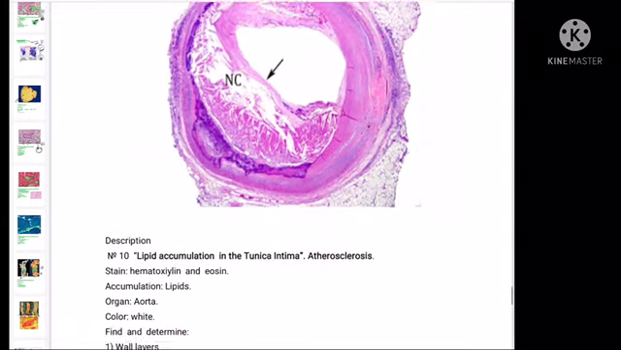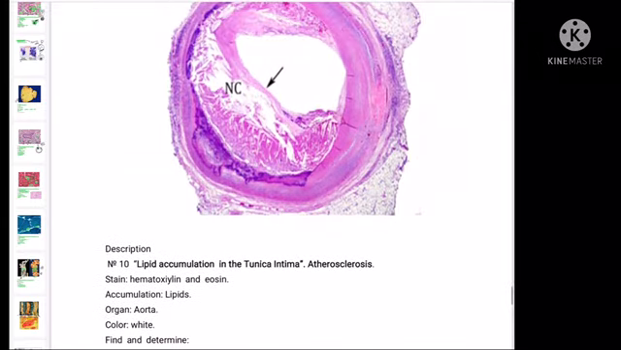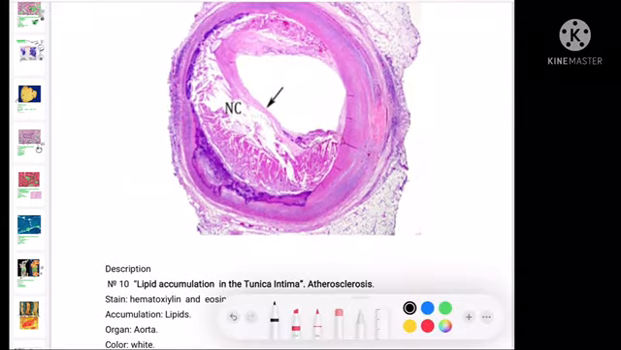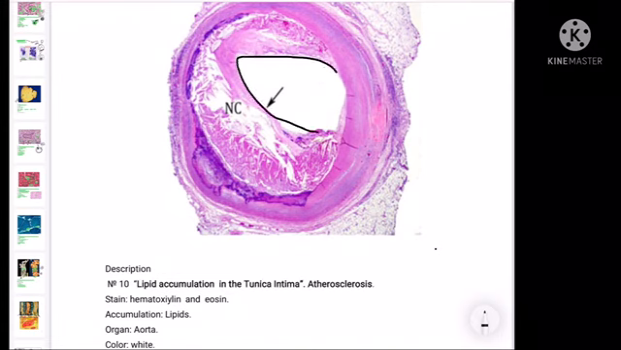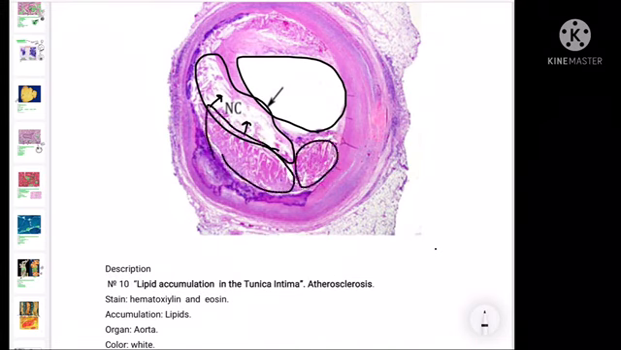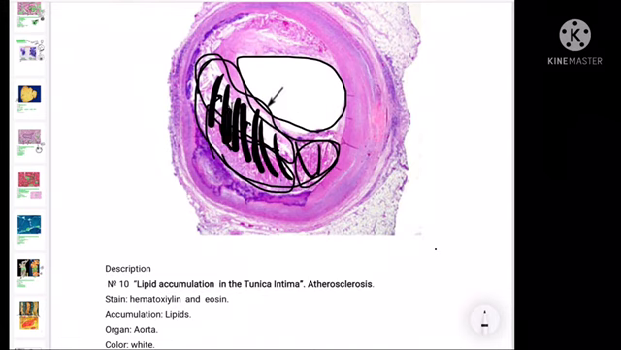Here again we can see this one is the lumen. The lumen is narrowed because of the necrotic lipid depositions. These white areas are the lipids, and this pink is nothing but the necrotic areas. So this is the lipid accumulation with the necrotic core, and this is the layer of smooth muscle and tunica adventitia.